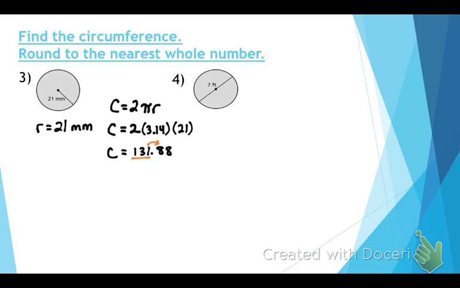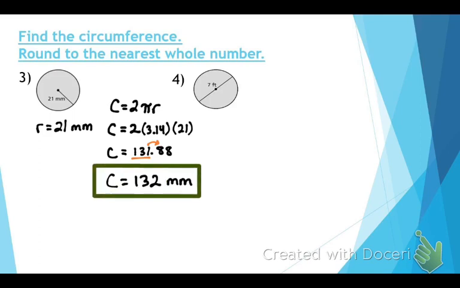What would it be if I rounded this, class? 132. Very good. And what are the units? Millimeters. Should I square the units? No. I heard yes and no. When do I have to square the units? When you're finding the area. Only when you're finding the area.